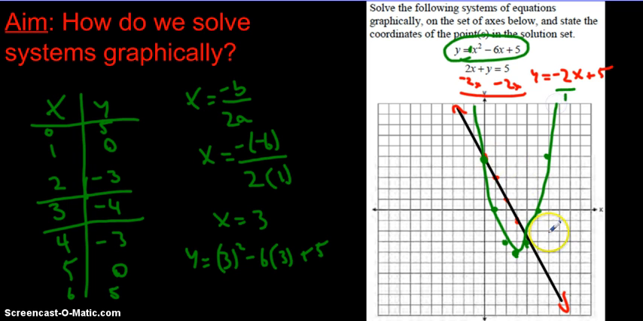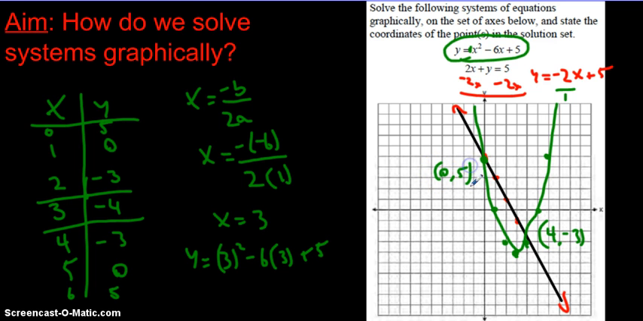Alright, so the solutions here are whatever that point is. What is that? That's (4, negative 3). And over here, which is (0, 5).